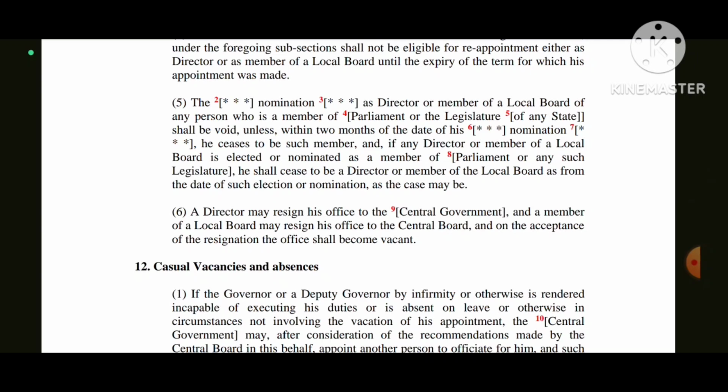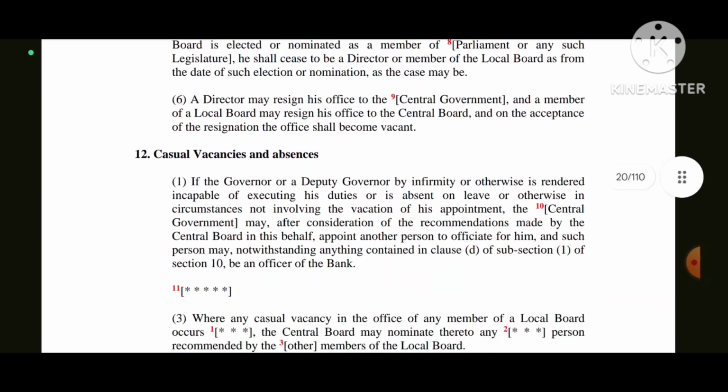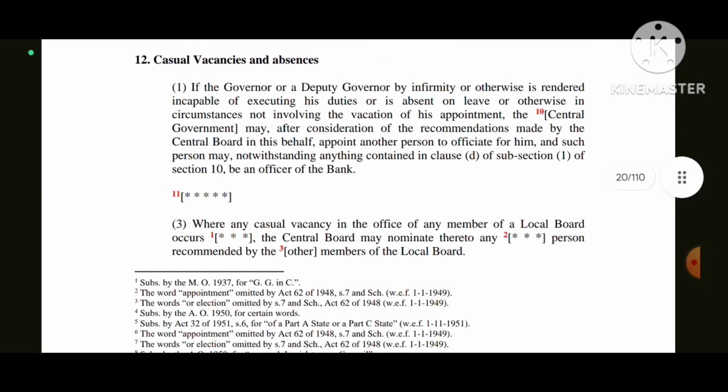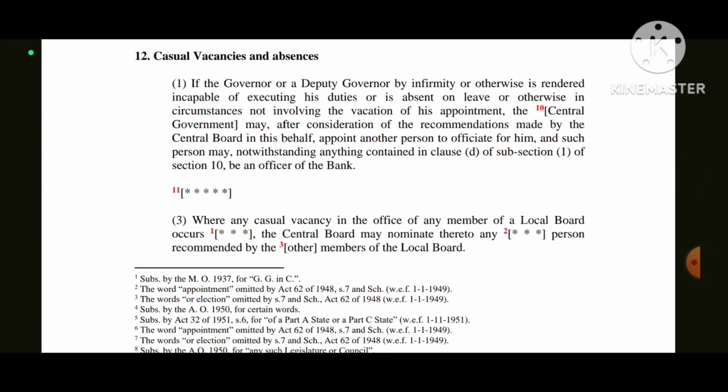Subsection 6. A director may resign his office to central government and a member of local board may resign his office to the central board, and on the acceptance of the resignation the office shall become vacant. Okay. Next section is section 12, casual vacancies and absences.